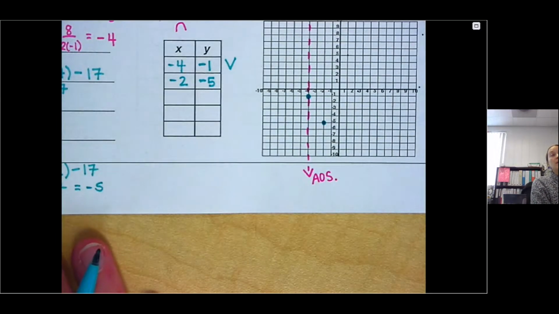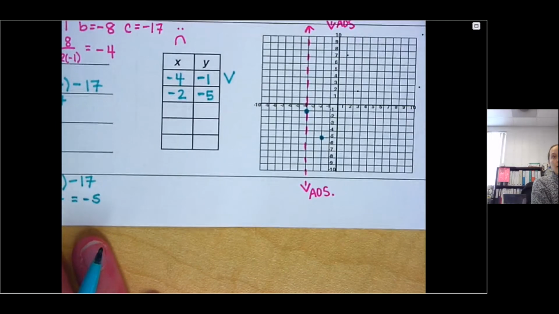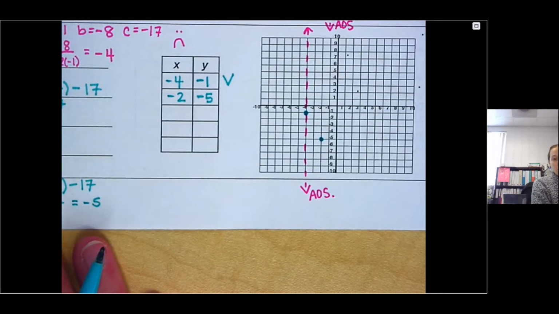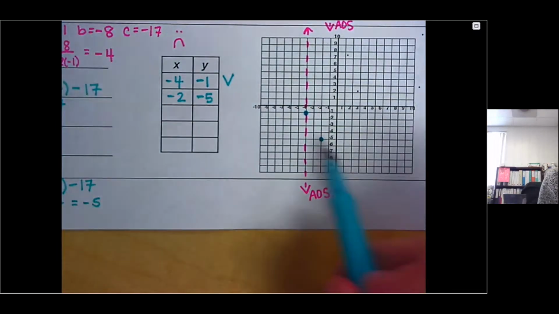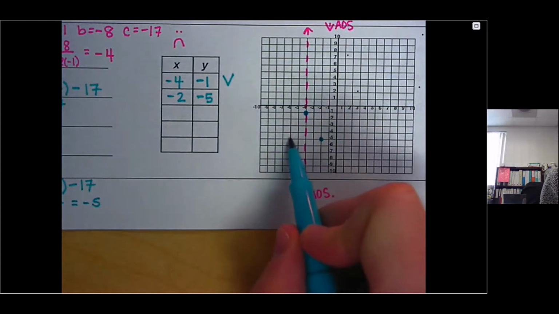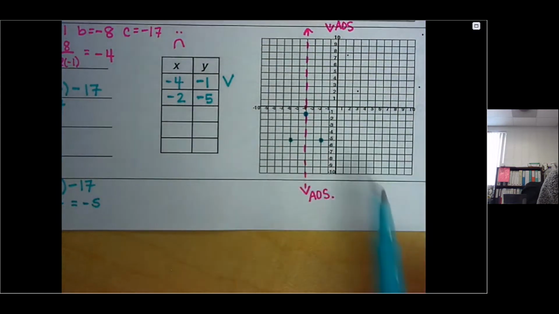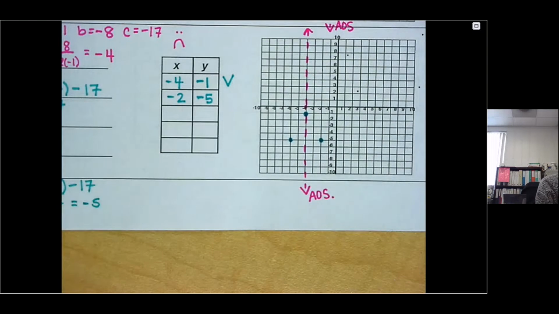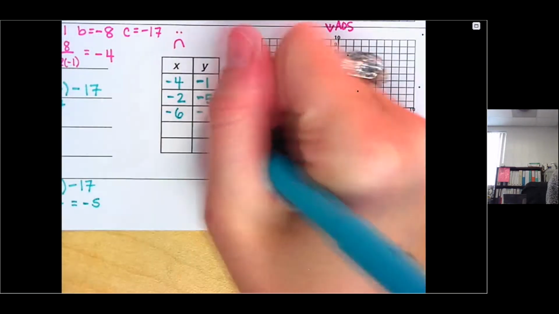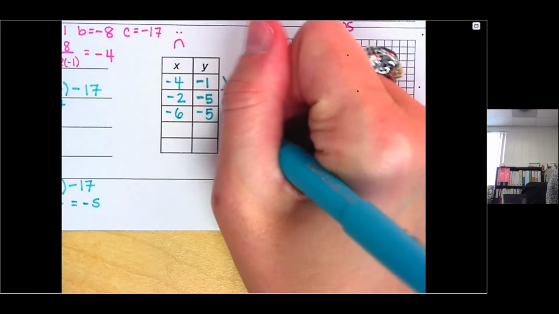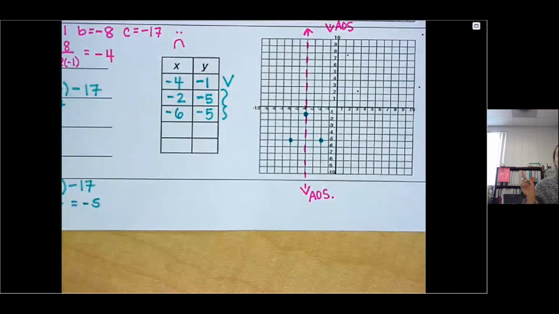Okay, and what would be the mirror point on the other side? Two over. Yeah, negative six, negative five. Good. Those are mirror points. Okay, now you have to pick one more number. I don't care what you pick, but you're gonna pick one more and try it.